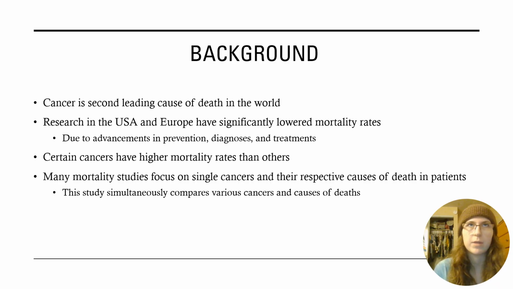We have made more strides with certain types of cancers than others, namely breast cancer and testicular cancer are pretty treatable now, but things like lung and brain cancer still have about the same mortality rate. But a lot of mortality studies have just focused on a single cancer and their respective causes of death. But in this study, we'll be simultaneously comparing various cancers and all different types of causes of death that come along with that.